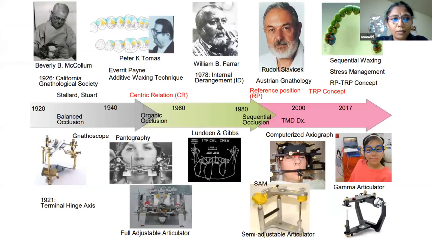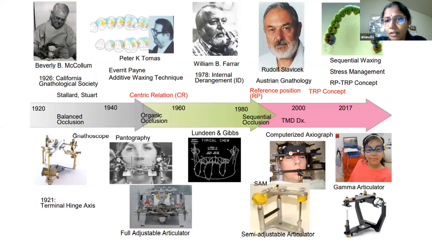So I'm not going to go too much into what is balanced occlusion and organic occlusion, because everybody over here already knows about that. According to Dr. Rudolf Slavicek, we do something called sequential occlusion. Sequential occlusion is canine dominated, but we still have premolar guidance, and the mesiobuccal cusp of the first molar still guides. So it's like a group function, but with canine domination is what Dr. Slavicek talks about. And for us, we use a computerized axiograph, which we call the condylograph. It's nothing but a machine which measures the mandibular jaw movements during function.